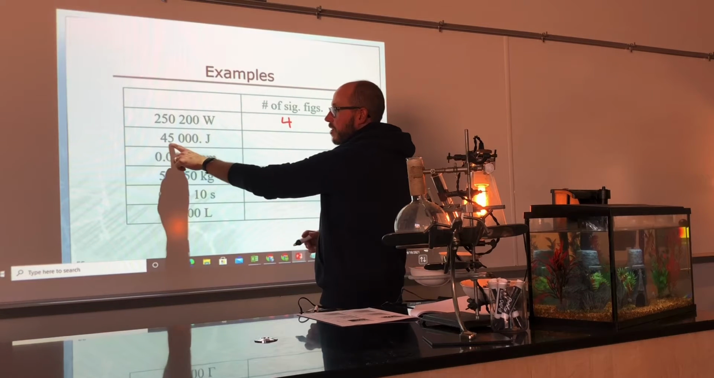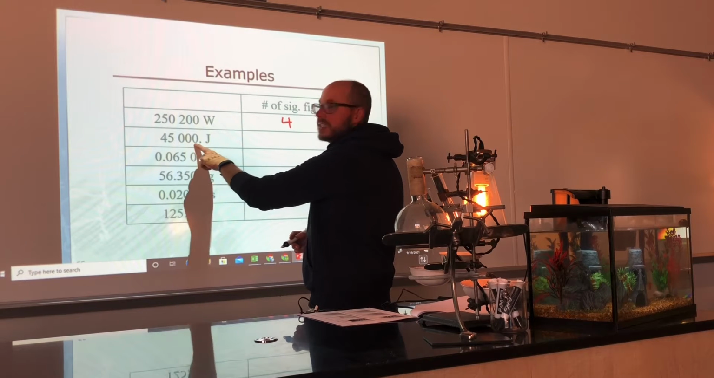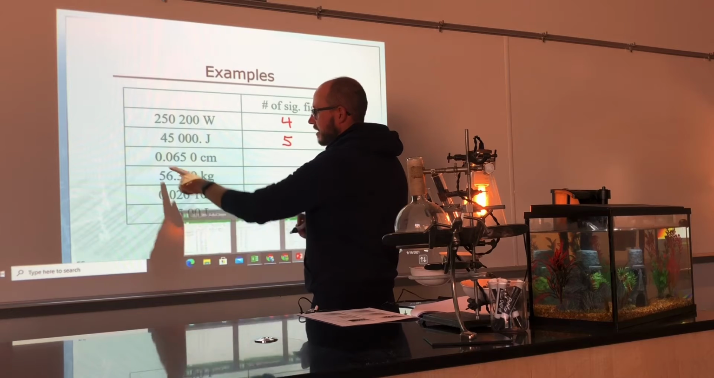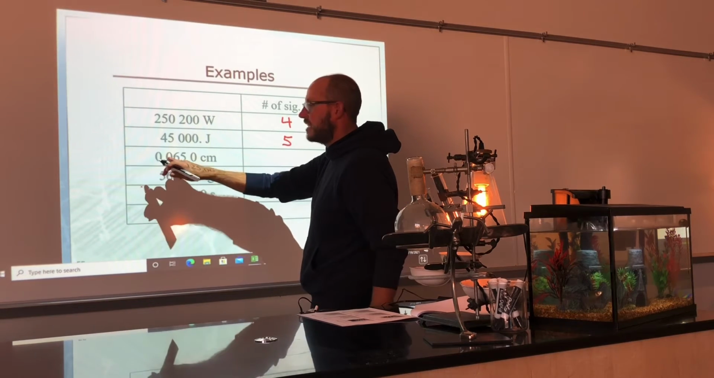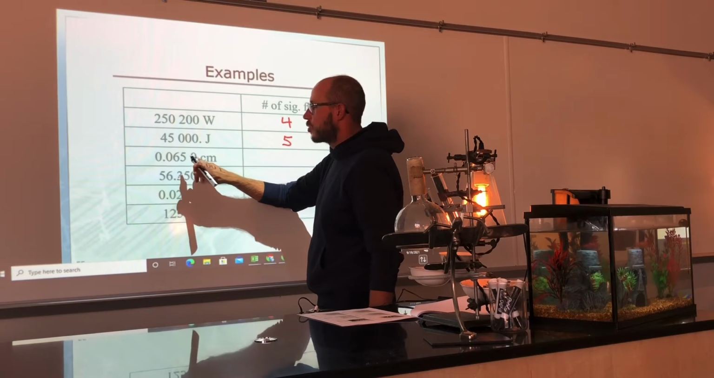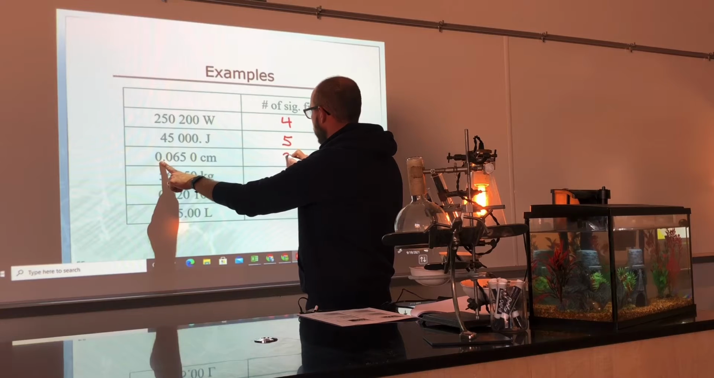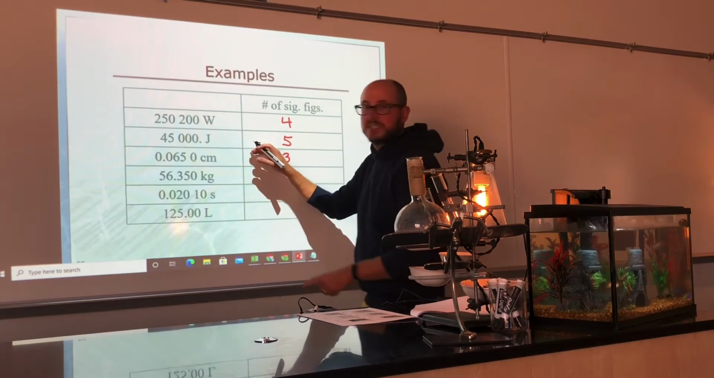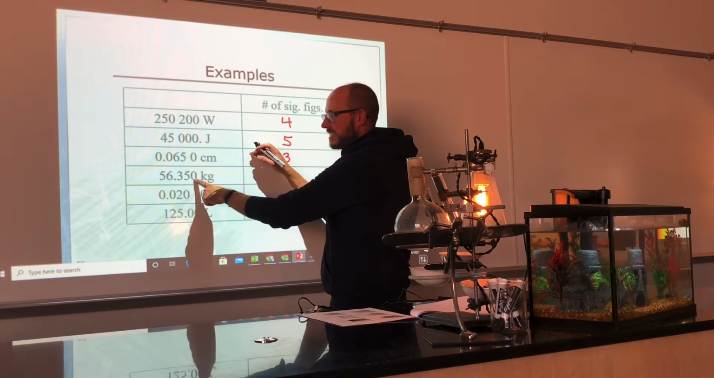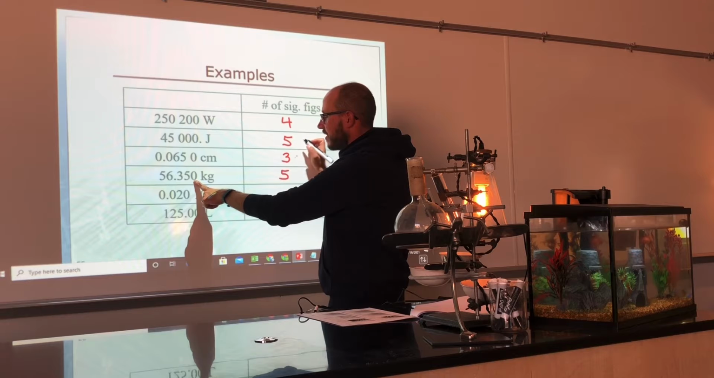This number, 45,000 point joules, these trailing zeros don't count because there's a decimal point after them, so this is 5 sig figs. This one, my 2 leading zeros do not count. The 6 and the 5 do. The trailing zero counts because it's after the decimal point, so that gives us a total of 3 sig figs. And in this one, 56.35, those are all significant, and this is a trailing zero after the decimal point, so this counts, giving us 5 sig figs.